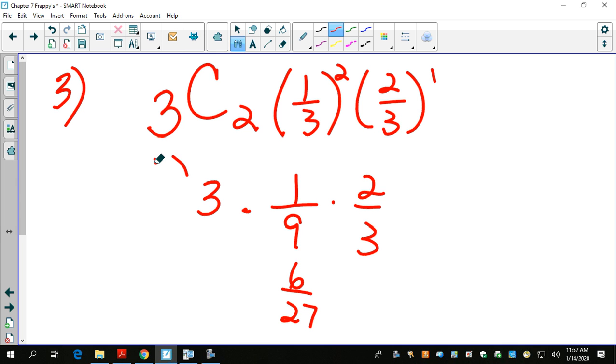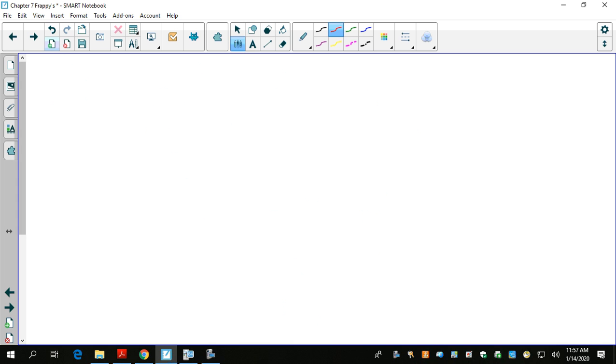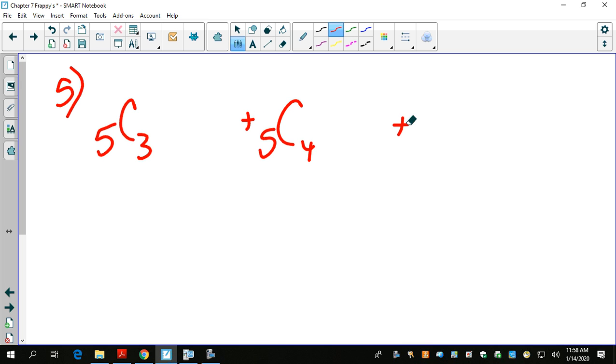Okay, and I'm going to do one more with you, and then you guys can finish this. Let's do number 5. The probability that a professional baseball player will get a hit is 1/3. Calculate the probability he will get at least 3 hits in 5 attempts. Okay, so at least 3 is 3 or more, so that's 5C3 plus 5C4 plus 5C5.